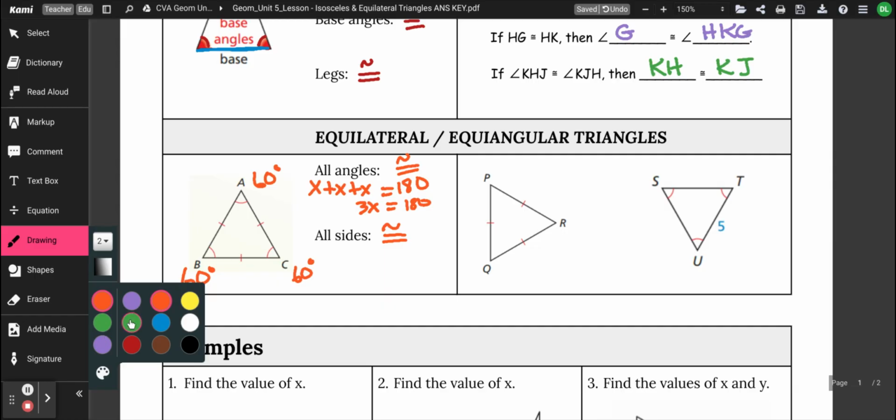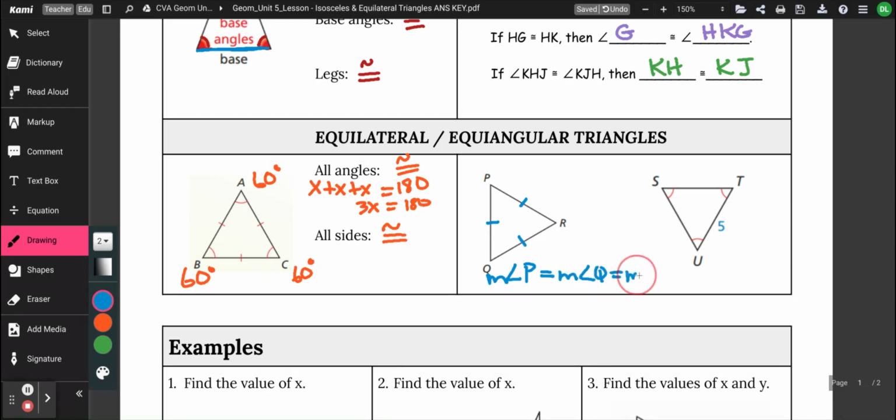So if we look at the example over here, okay, we can see that they tell us that this is an equilateral triangle because of these congruency marks here. They don't have to tell me anything else. So because of this, I can conclude the measure of angle P equals the measure of angle Q equals the measure of angle R, and they're all going to equal 60 degrees.